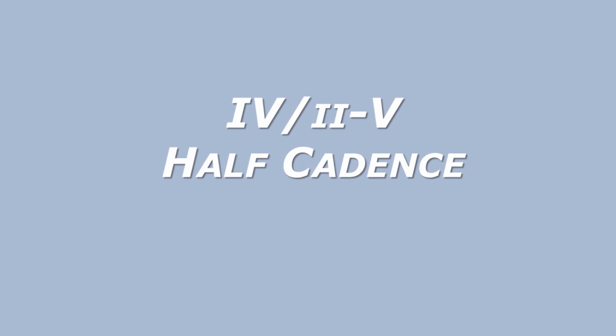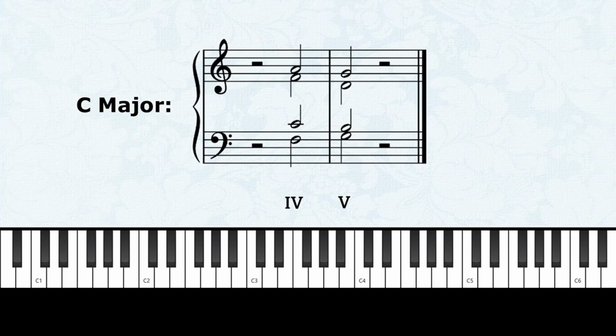Subdominant to dominant half cadence. The subdominant to dominant half cadence is even more common than the tonic to dominant one. Its harmonic progression resembles an authentic cadential progression that lacks its final tonic chord. However, in practical terms, this type of half cadence serves the same purposes as the tonic to dominant one and can be used in the same contexts.